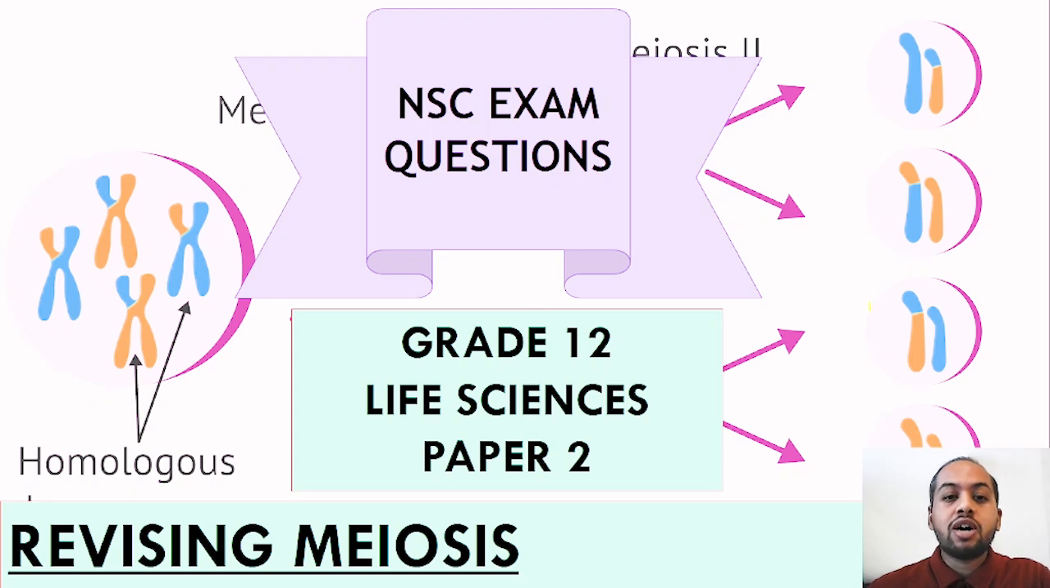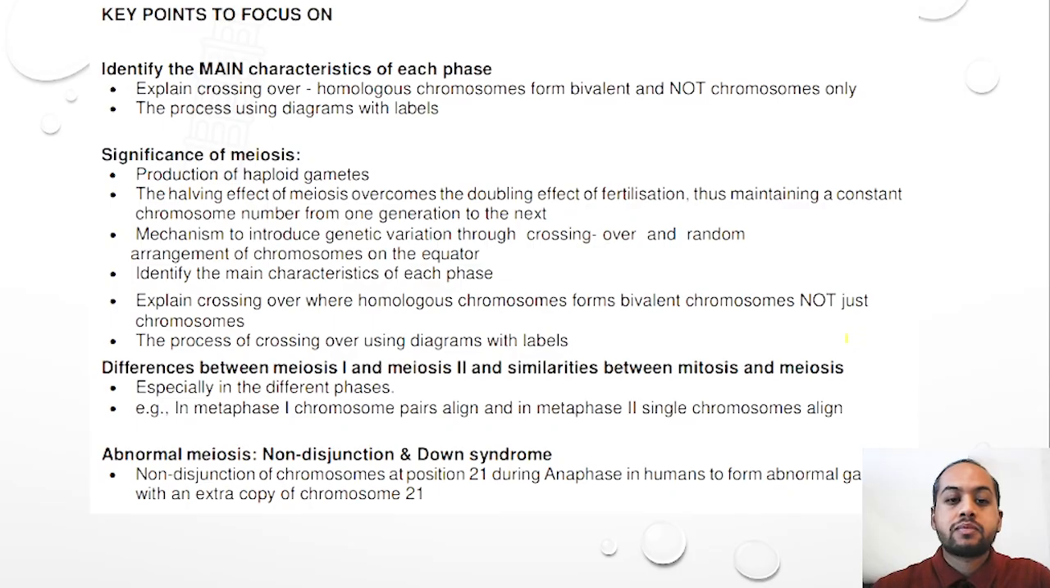Meiosis, which is the second topic which forms part of paper 2, can be seen as one of the easiest topics that can be used to score marks in your NSC final exam. Therefore, in this video, we will be using questions from section B to revise this topic to see how you could possibly score marks very easily in meiosis.